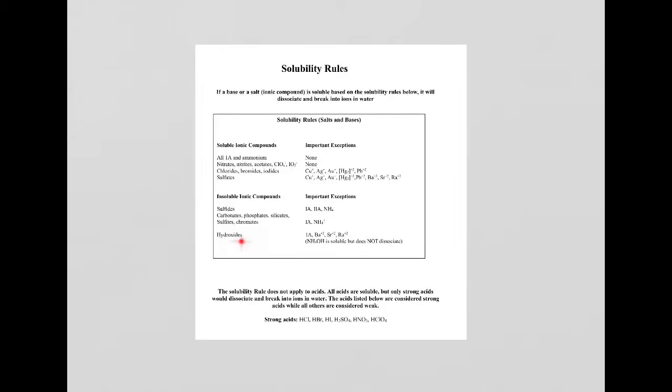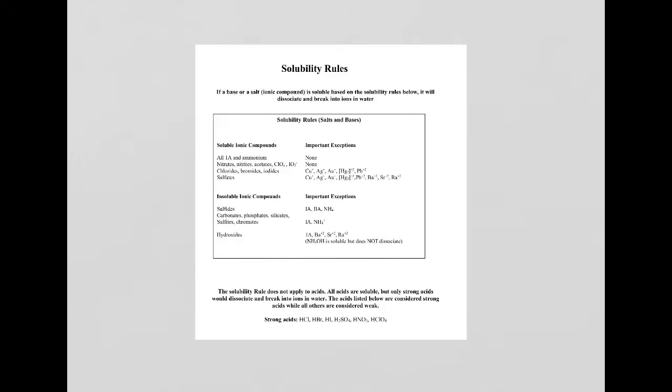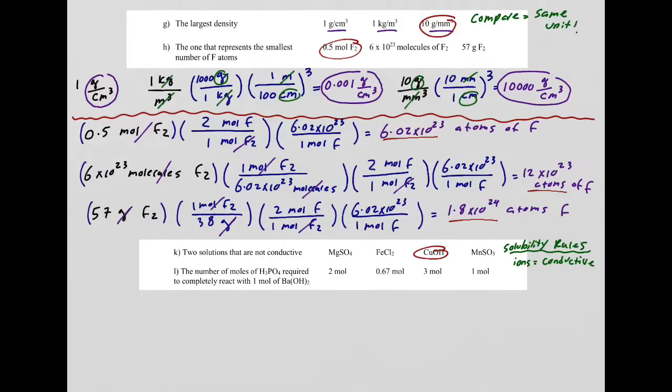All right, copper hydroxide. There's a rule for hydroxide over here. Hydroxides are insoluble except if it's next to one of these. Copper is not one of these, so that is going to be insoluble. Hopefully you follow me so far. Now, MnSO3. There is no rule for manganese, but there is a rule for sulfite right over here. Carbonate, phosphate, silicate, sulfite, chromate are insoluble except if it's next to 1A or ammonium. Well, it's not. Sulfite is next to Mn, so that is also going to be insoluble.